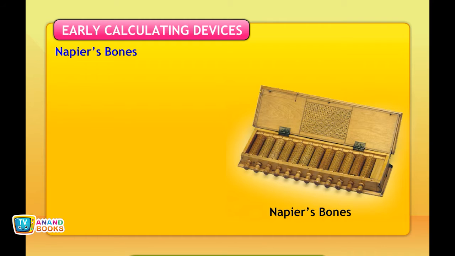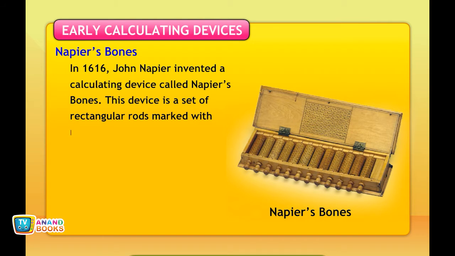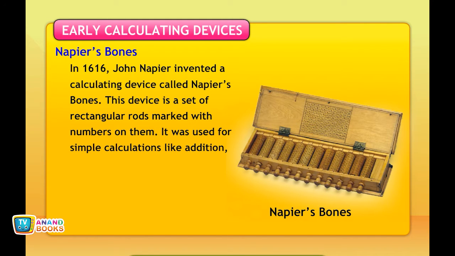Napier's bones. In 1616, John Napier invented a calculating device called Napier's bones. This device is a set of rectangular rods marked with numbers on them. It was used for simple calculations like addition, subtraction, multiplication, and divisions of numbers.